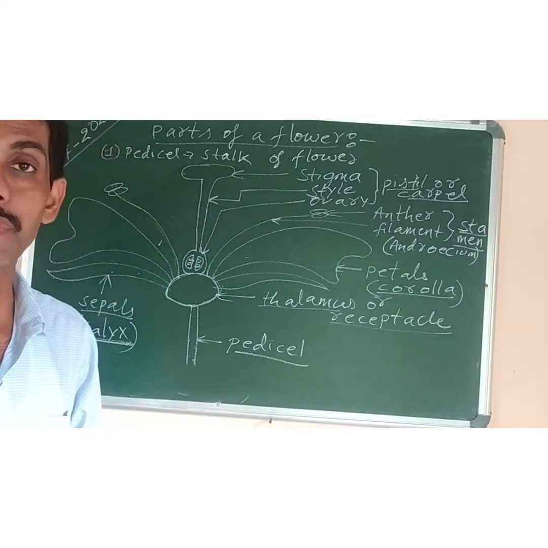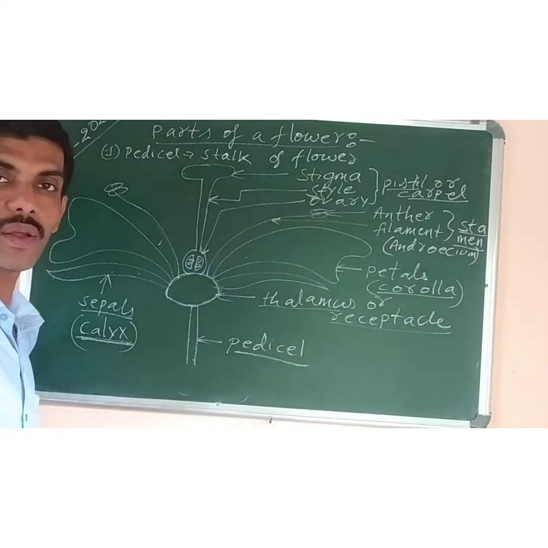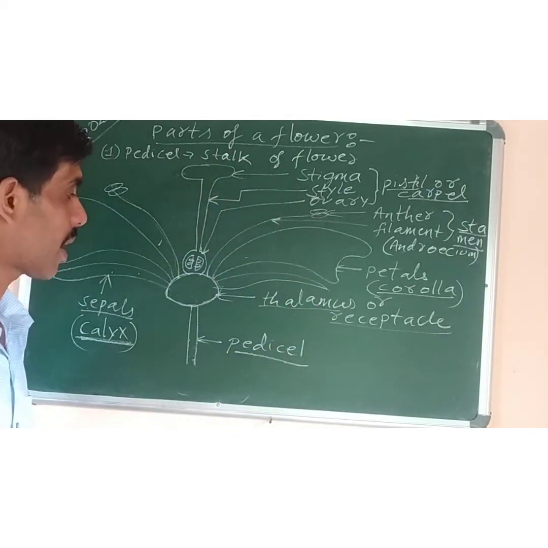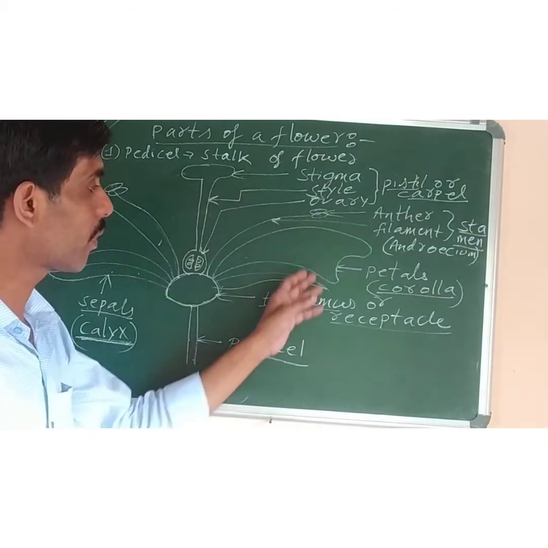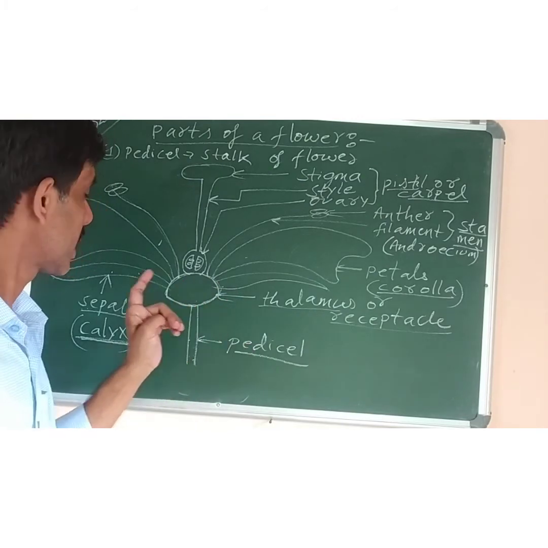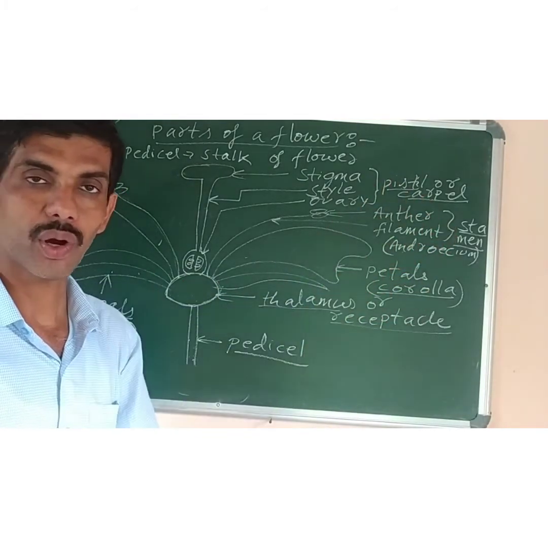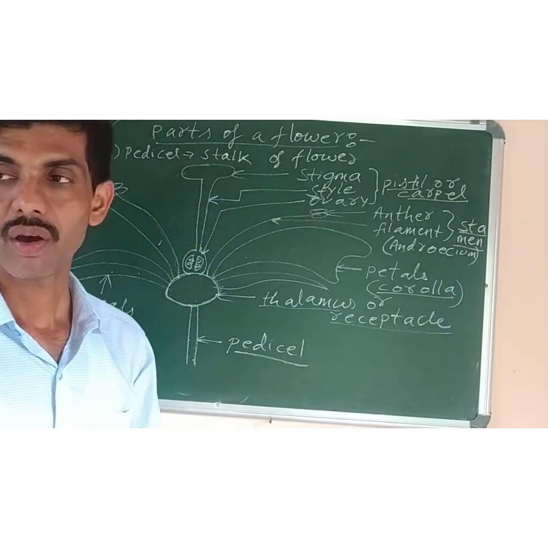Like first one, complete flower. What is a complete flower? This flower which I have drawn here, you can do it in your copy also as homework, to draw all the different parts of the flower. A flower which contains all the four whorls. What are they? Calyx, corolla, androecium and gynoecium, is called a complete flower. Example, China rose, pea, all are complete flowers.